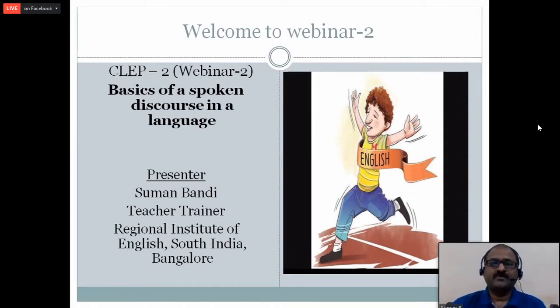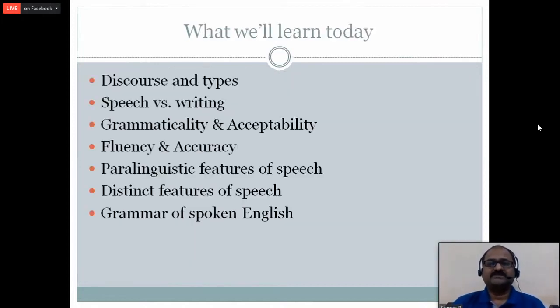So what are we going to look at in today's session? First, what is a discourse? In order to understand how spoken discourse is different from other discourses, it is important that we understand what a discourse is, what the types of discourse are, and what the difference is between speech and writing. Though both are modes of communication, are there any differences between speech and writing? If there are, knowing these differences can help us learn spoken English better, and help us learn to be better speakers.